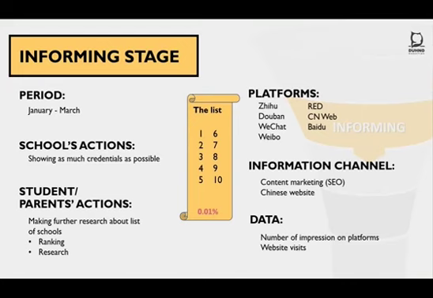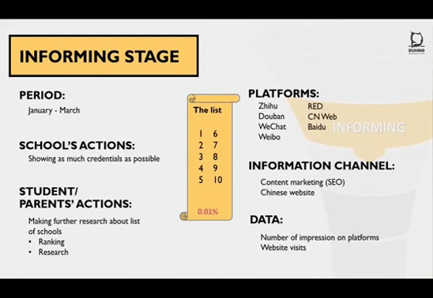When are they making that list really clear? It's usually between January and March. So this is really the moment where they are finalizing and adjusting that list. In terms of actions on the side of the schools or the universities, it is showing as many credentials as possible. We have identified that that's the moment where people are looking for the accreditations, the names of the professors, the publications. There are quite a lot of credentials that they are looking for to be sure that those are schools that deserve to be in their list.